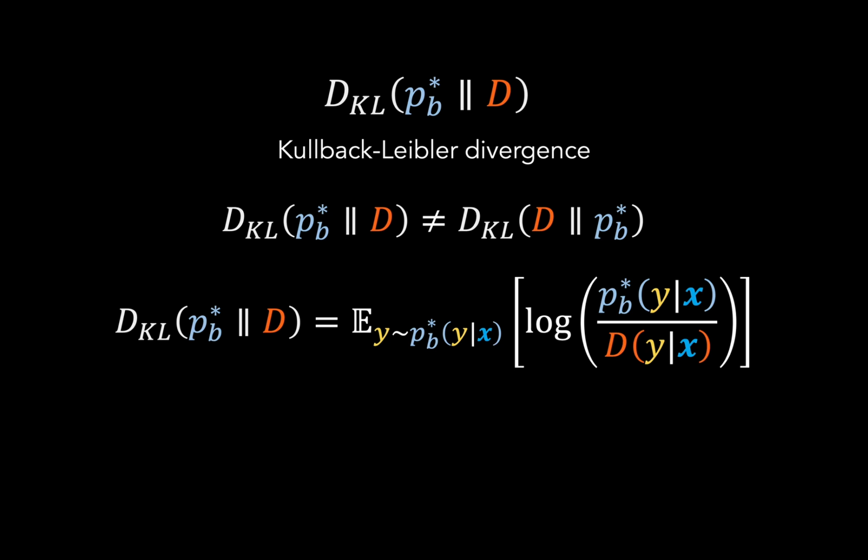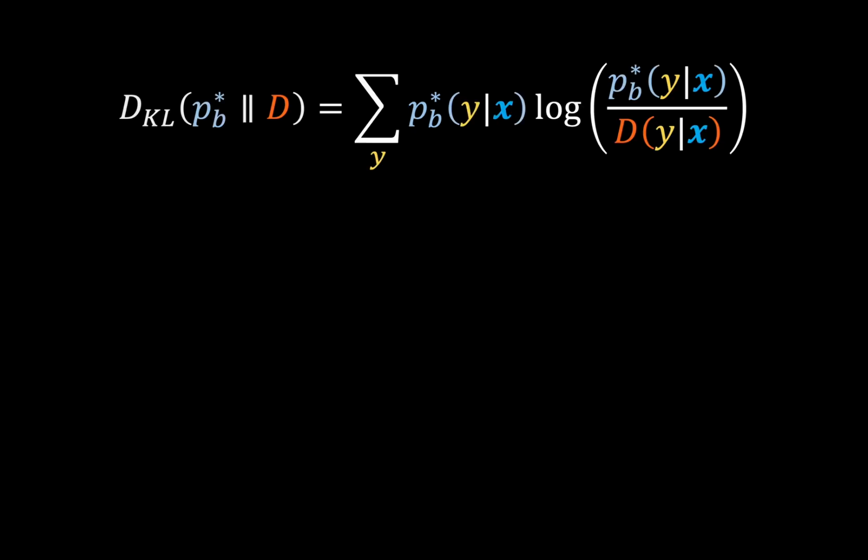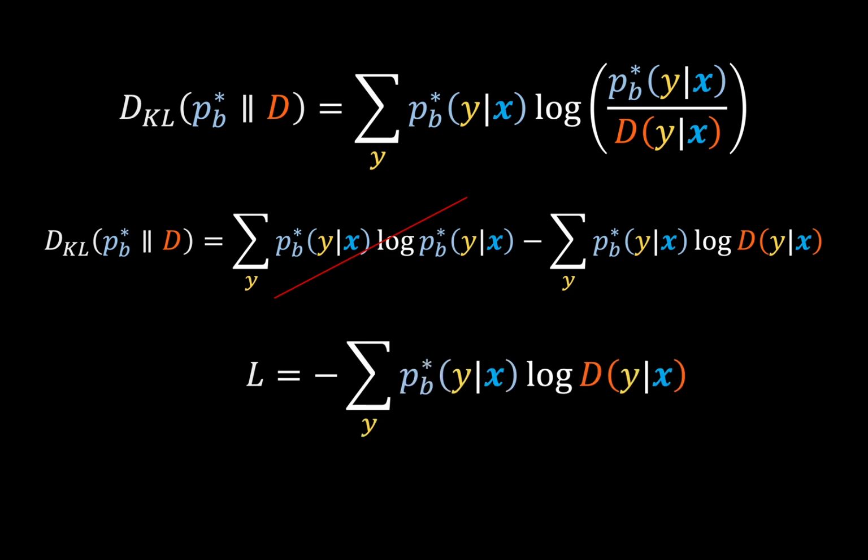And now if we want to calculate this expectation over discrete variables, we can just use the following summation. Now, since we just have a log of a fraction here, we can actually split this summation like so. Now, the neat thing is that our left-hand term is actually constant with respect to d, so we can just ignore it in our training objective, which just becomes this.